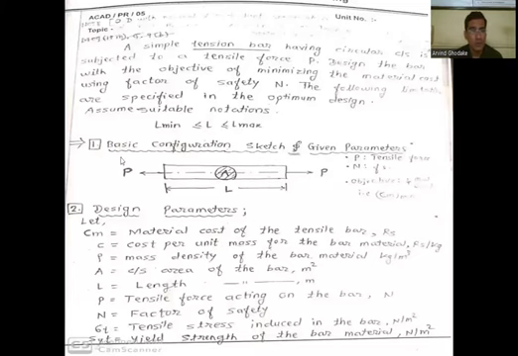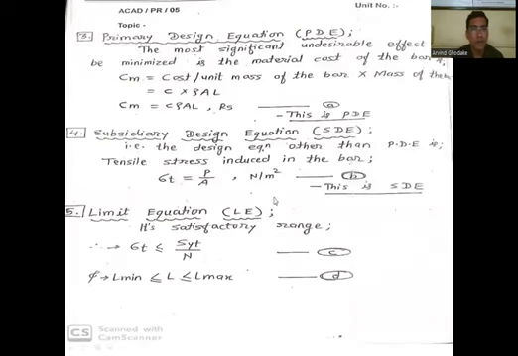So in the first step, we perform the basic configuration of the sketch and given parameters, and in the second step the design parameters are noted down. In the third step, we have to develop the primary design equation. The most significant undesirable effect to be minimized is the material cost of the bar. Therefore, Cm is equal to cost per unit mass of the bar into mass of the bar. Here C is the cost per unit mass, and the mass of the bar is rho A L, where L is the length of the bar. Therefore, Cm is equal to C rho A L in Rs. So this is called the primary design equation.